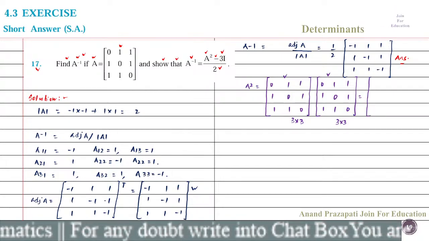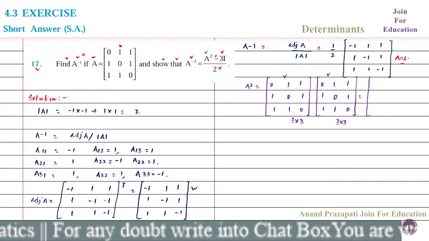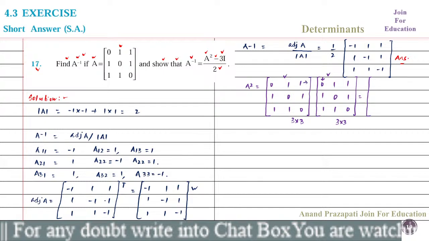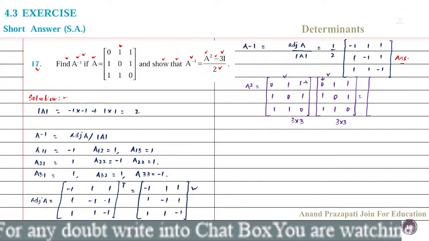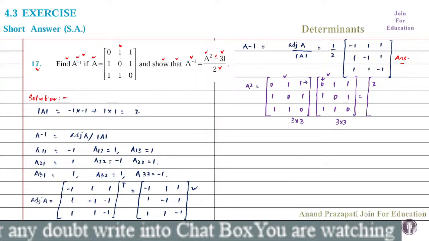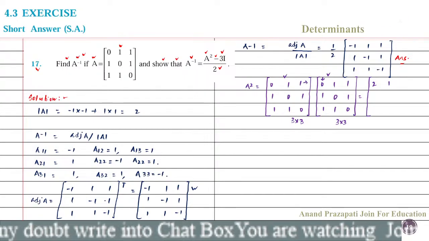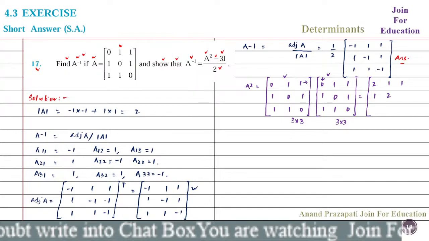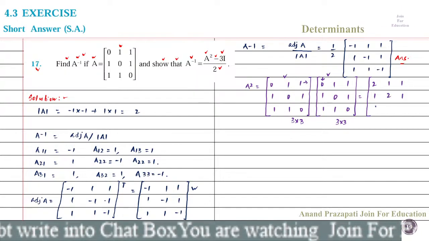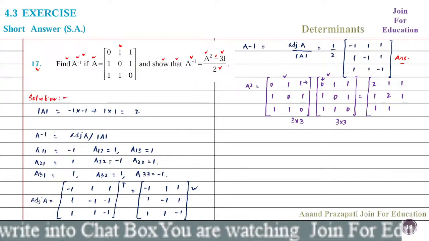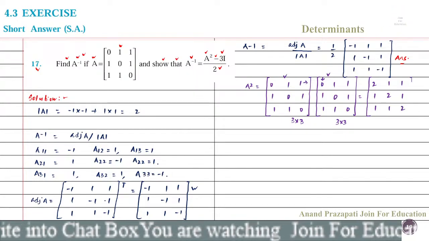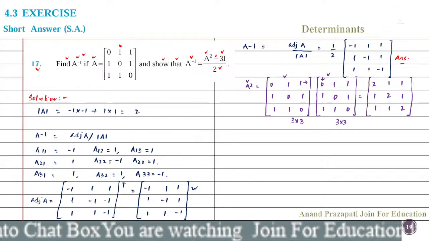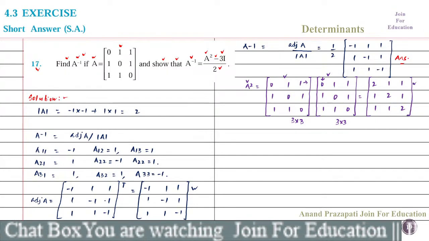So the multiplication here will be equal to, we write down here, element of first row multiplied by the corresponding element of the first column. So here will be 2, here will be 1, here will be 1, here will be 1, here will be 2, and here will be 1, here will be 1, here will be 1, and here will be 2. So this is the value of A square. Hope that there is no problem to understand up to this step.